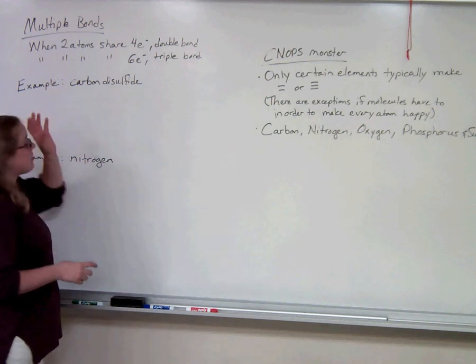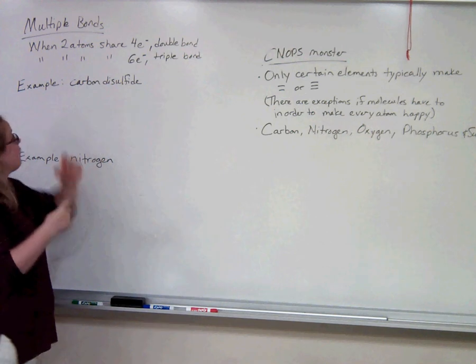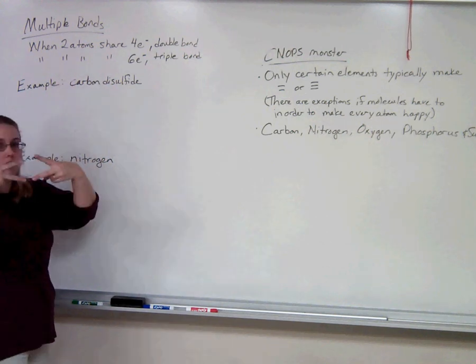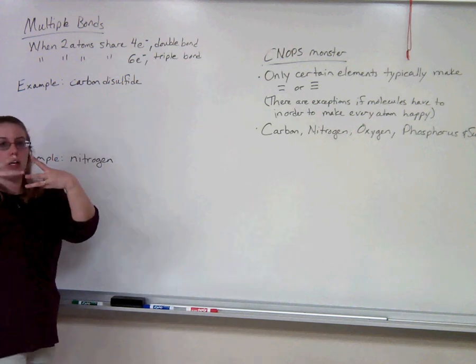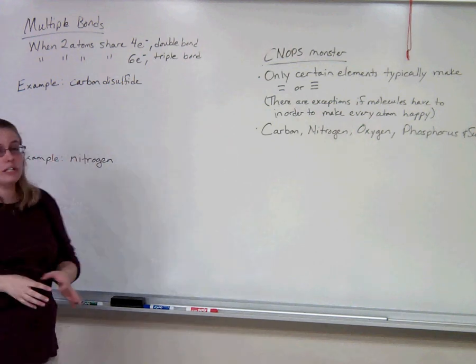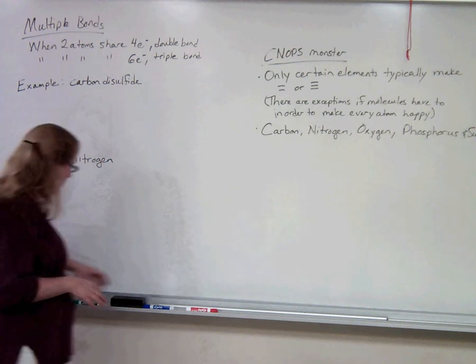We talked about single bonds as being two atoms sharing 2 electrons. If you have 2 atoms sharing 4 electrons, you have a double bond. If you have 2 atoms sharing 6 electrons, you have a triple bond. There is no such thing as a quadruple bond. It stops at triple. So let's do an example of what that looks like for a molecule.